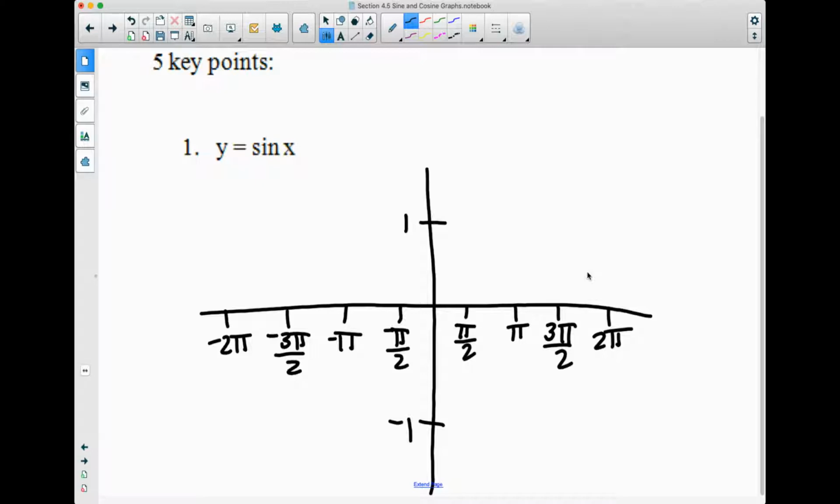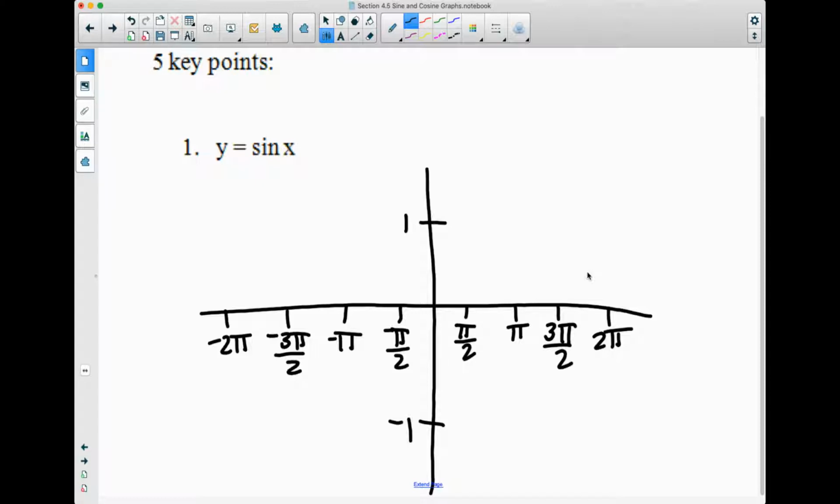So how do you know what to use for the labels? That's what we're going to do. So right now you are just learning the parent function of sine. We're going to do transformations here shortly. All right, so if we are doing the sine function, is sine your x or your y? Y.